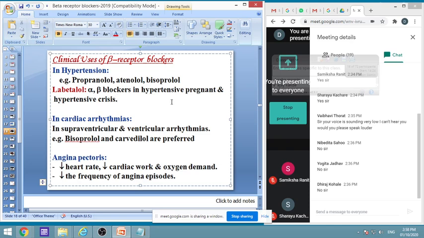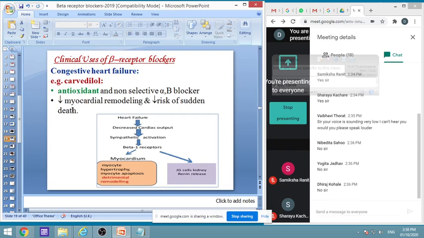We have seen alpha methyl dopa in brief, and we can see it in more detail also. Then for cardiac arrhythmias, bisoprolol and carvedilol are preferred. In angina pectoris, these drugs cause a decrease in heart rate, cardiac work, and oxygen demand, and therefore a decrease in the frequency of angina episodes. So we can use beta blockers in that.